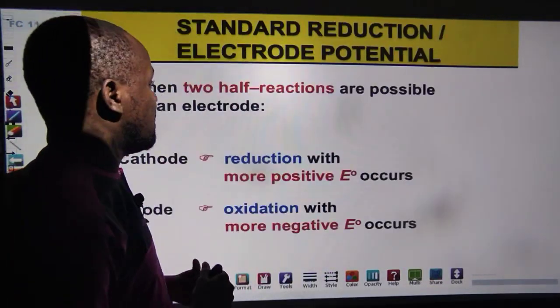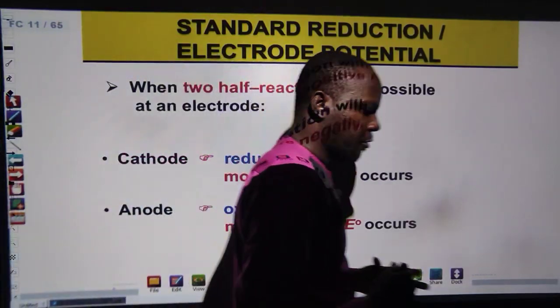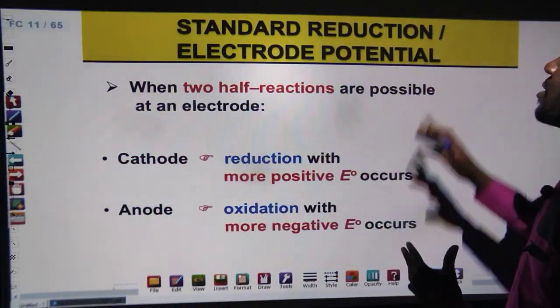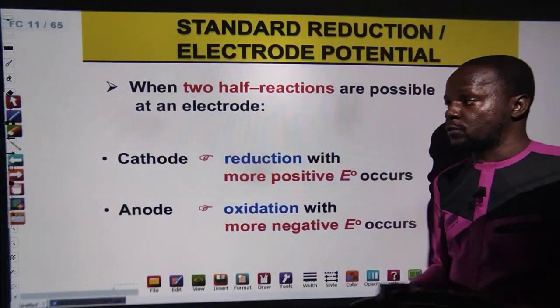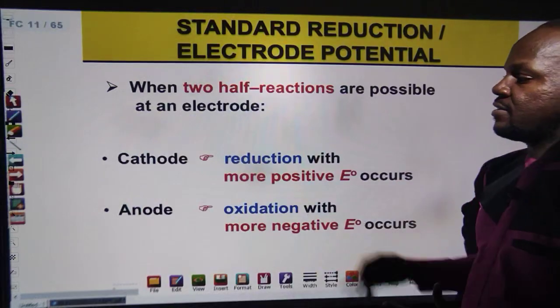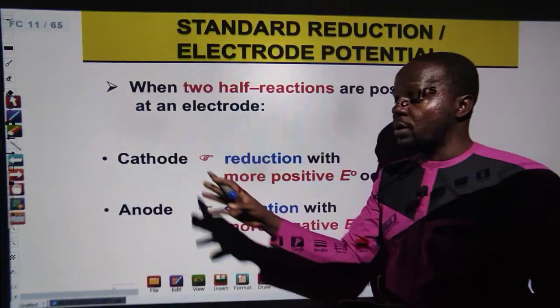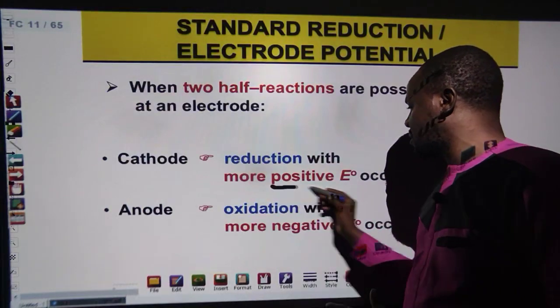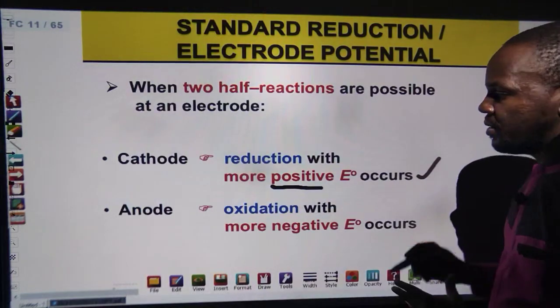Time is always a major constraint. The first point before us here is the rule of the standard electrode potential. For A-level students, you can quickly listen to this. When you have two half reactions, and these are the situations, I've talked about it. When you are talking about the cathode, reduction, with the more positive, you can say the more positive will be discharged.